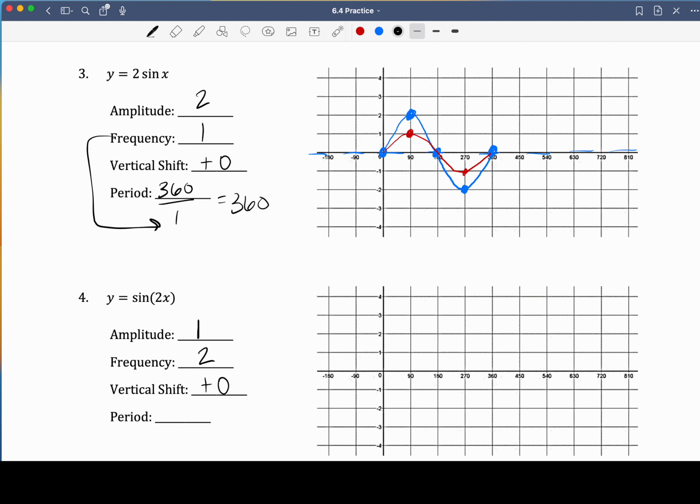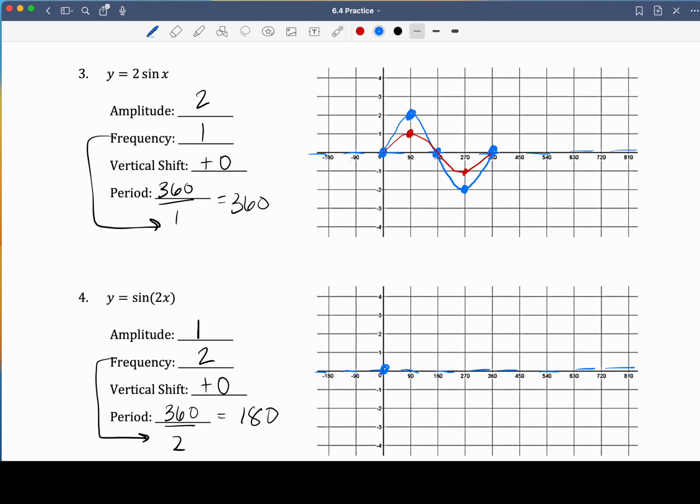It doesn't move. So our period, again, is 360 divided by our frequency, which in this case is 180. So what it's going to do is it's going to shrink in perspective. It's going to shrink and collapse from left to right, like a slinky. It's going to collapse a little bit. So we're going to continue with our vertical shift, which is 0. So we're going to go 0.